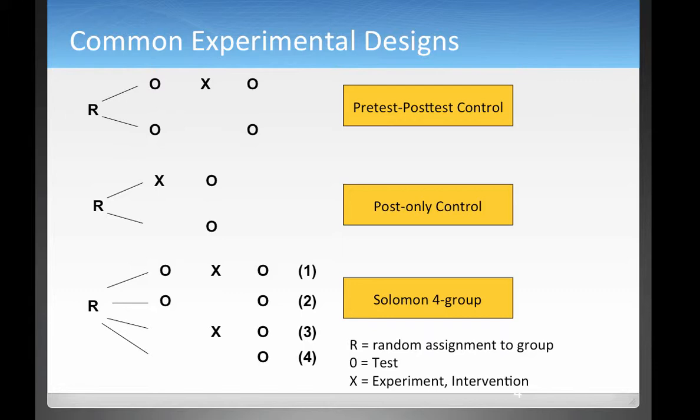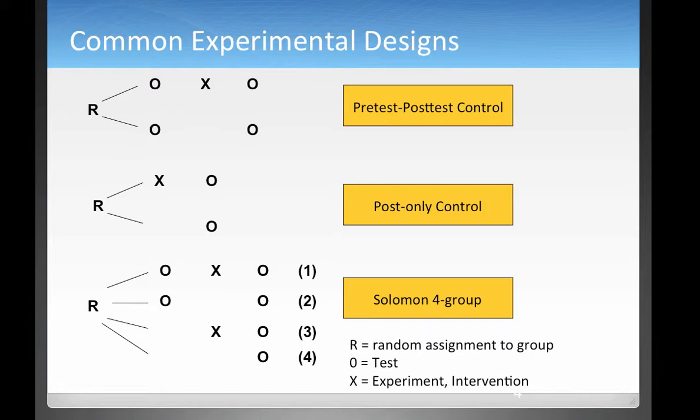So here you save yourself the first measurement, but you're not 100% sure that your treatment, that your randomization really worked, and you also don't really know where your group started from, right? All you can say really is, is there a difference after the treatment?